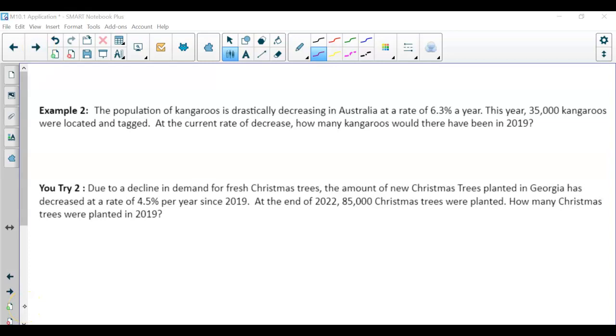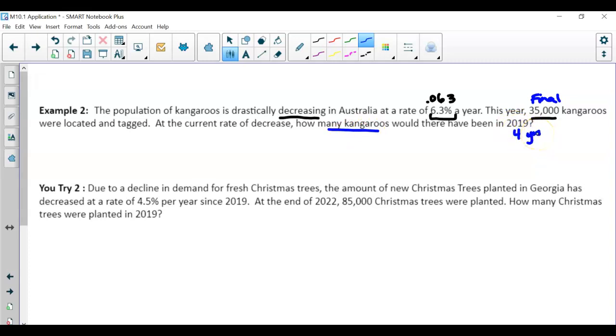So the population of kangaroos now in our example is decreasing. So again, we are subtracting by our rate 6.3% or 0.063. This year, so this is our current, 35,000 kangaroos were located. At the current rate, how many kangaroos would there have been in 2019? So we are looking for how many were initially. So this 35,000 this year is the final amount. We are looking for the initial, back in 2019, which was 4 years ago.